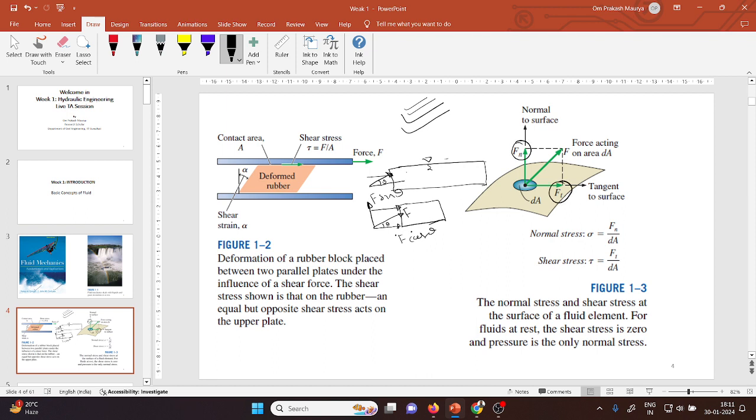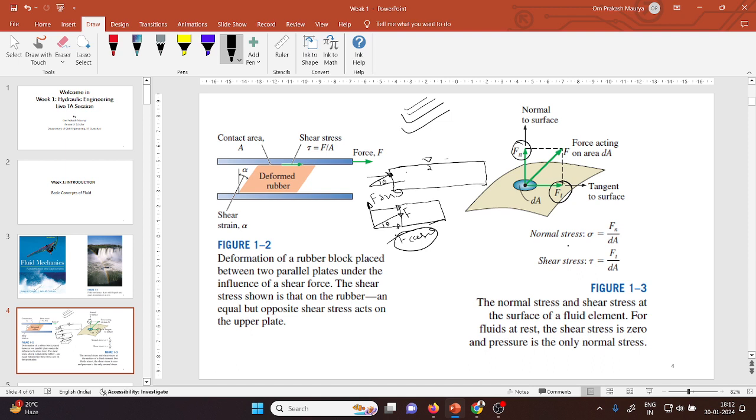So this component, F cos theta, is known as the shear force, if this is the tangent. This shear force will apply on the tangent of the surface, or tangent to the fluid actually.